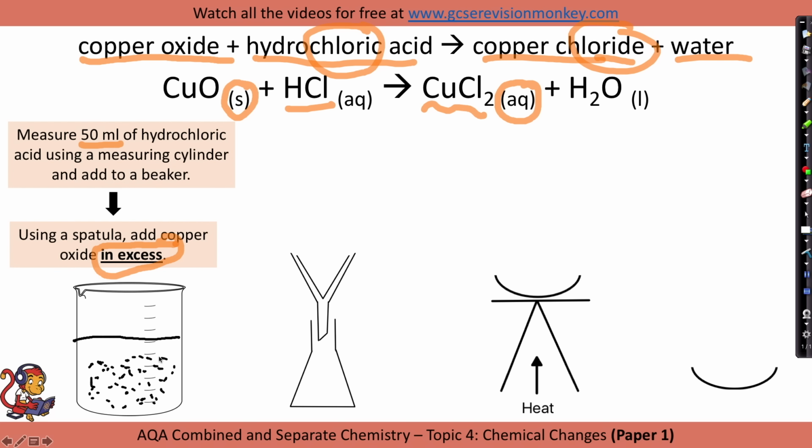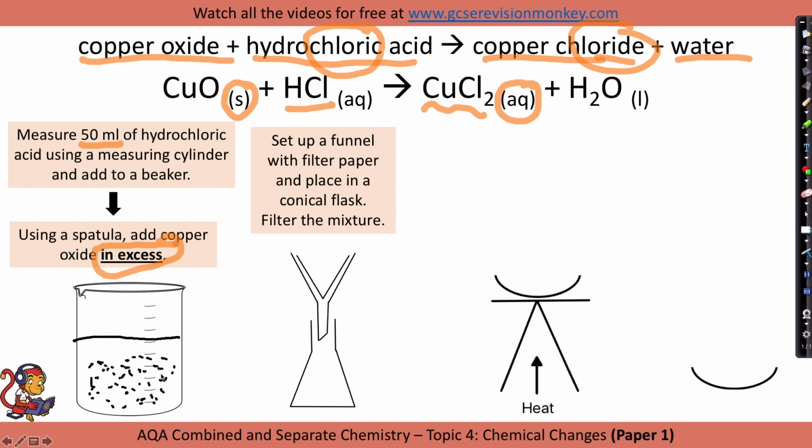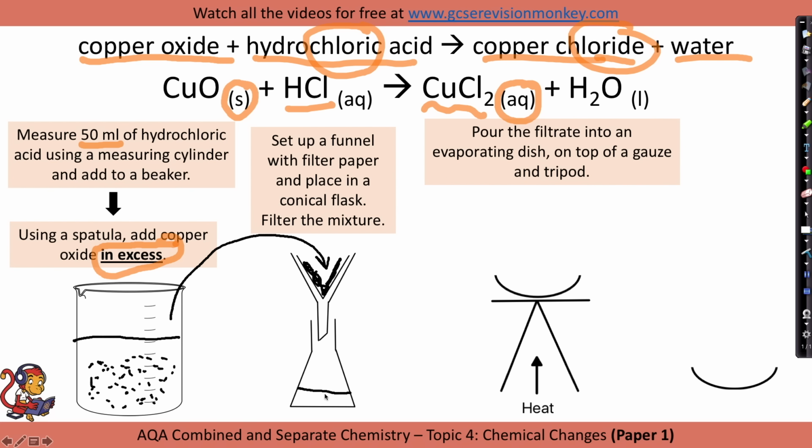So the next step of our process is to set up a funnel with filter paper and place this in a conical flask. We will then filter the mixture, so we will pour our mixture in here. The excess base that we don't need will collect in the funnel, and then we will be left with our solution at the bottom. We will then pour this filtrate that we've got here into an evaporating dish on top of a gauze and a tripod with a Bunsen burner underneath.